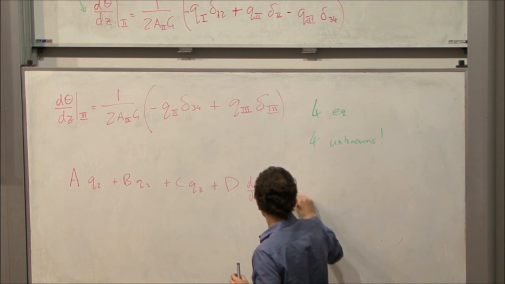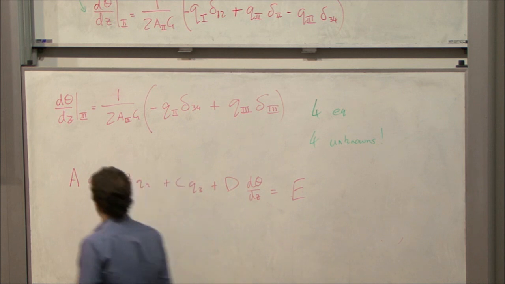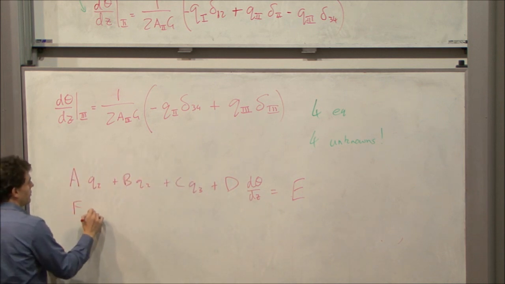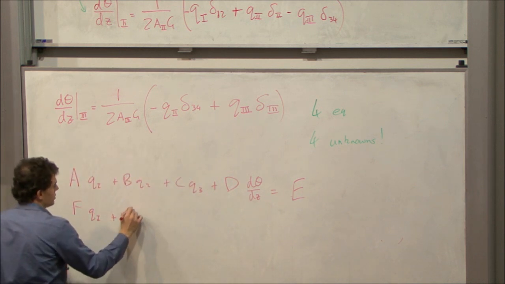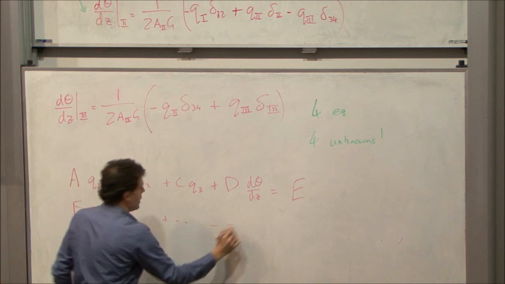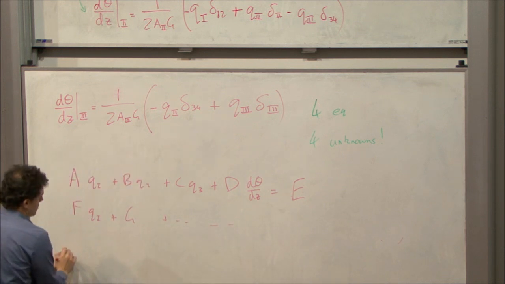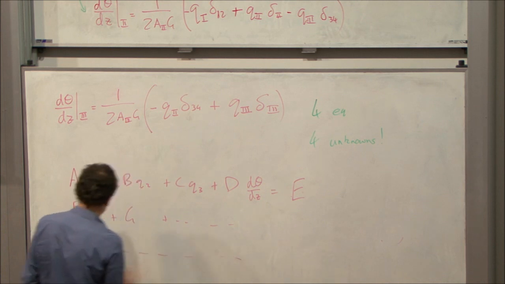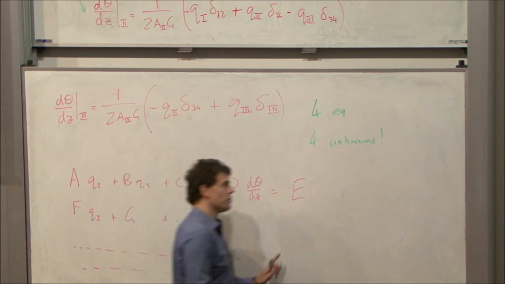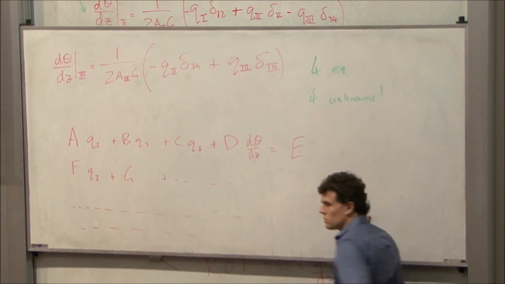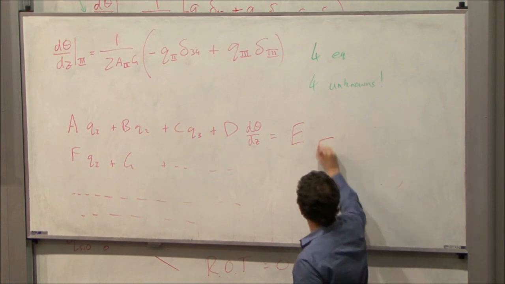I'll give it another one, E. And then you'd have another equation, F Q1 plus G, and so you'd end up with 4 of these. And you can make a matrix solution. And once you've got a matrix solution, you can solve it with any numerical solution package.